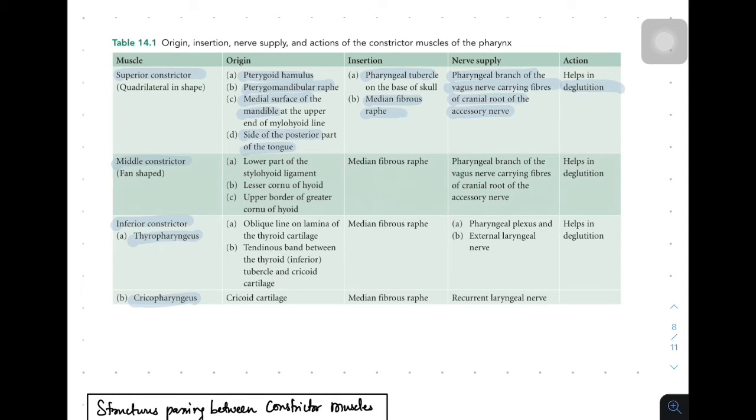Middle constrictor: lower part of stylohyoid ligament, lesser cornu and upper part of greater cornu of hyoid. Then it attaches to the median fibrous raphe. Nerve supply is the same. Then it also helps in deglutition.